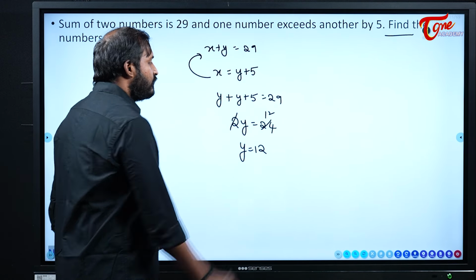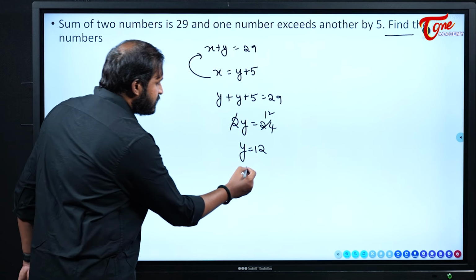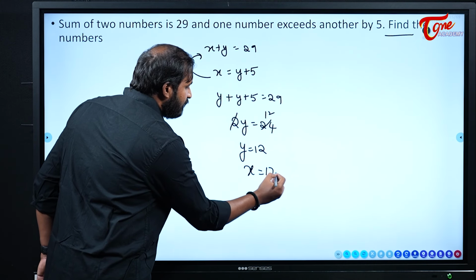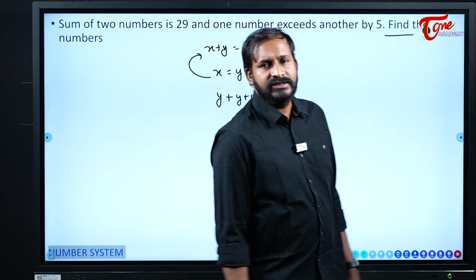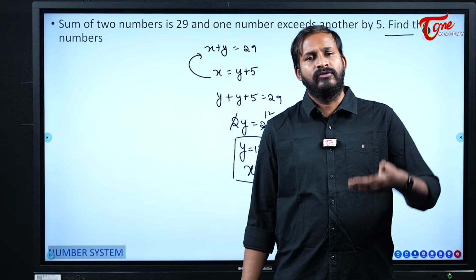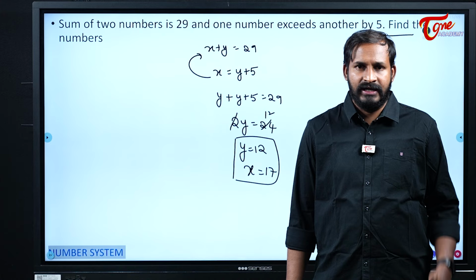Y value is 12 for me. If y is 12, what about x? X becomes 17. So the two numbers for me here are 12 and 17. See students, we will solve the questions from the basic to the toughest one, as we have earlier discussed.